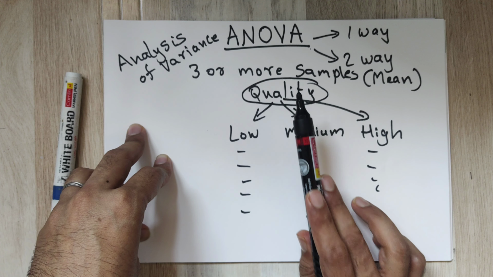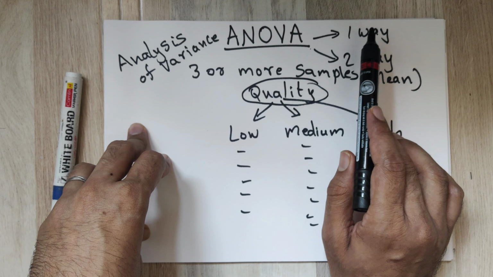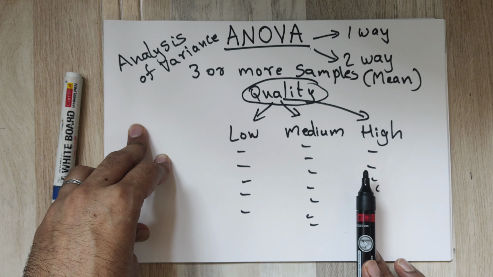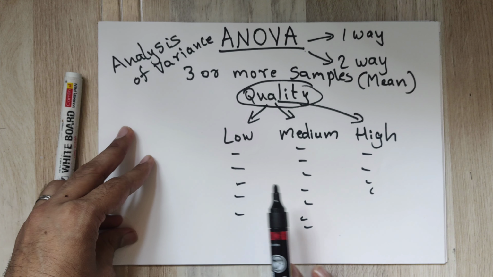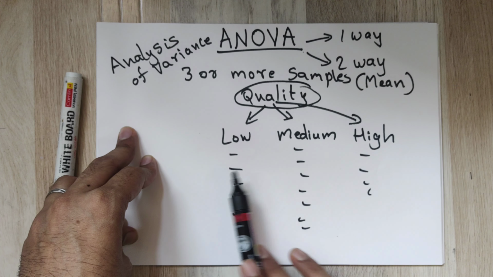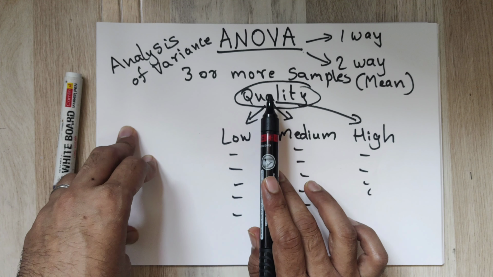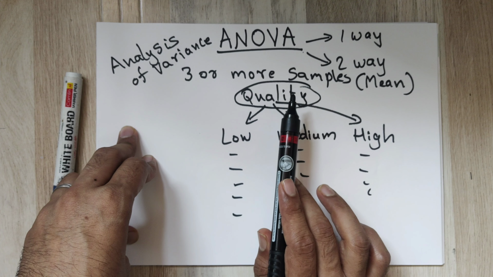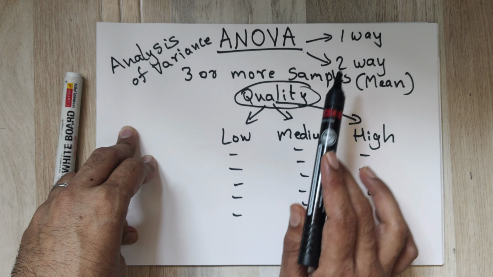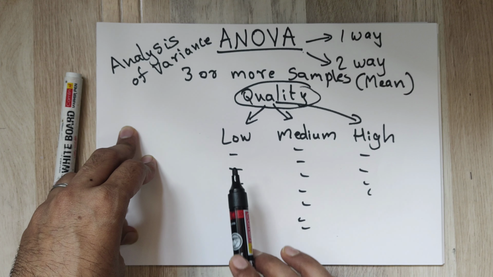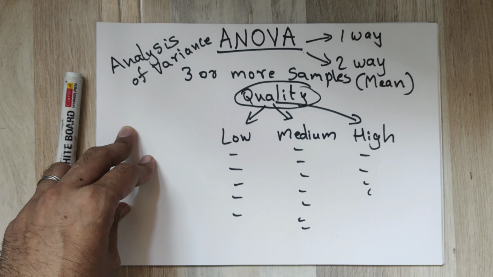When we test only one parameter, we use one-way ANOVA. You can see we have three samples over here. One is low quality tire, medium quality tire and high quality. We have three samples and we are checking the performance of the qualities. So we are using our parameter quality based on the three samples. So here we are doing one-way ANOVA.